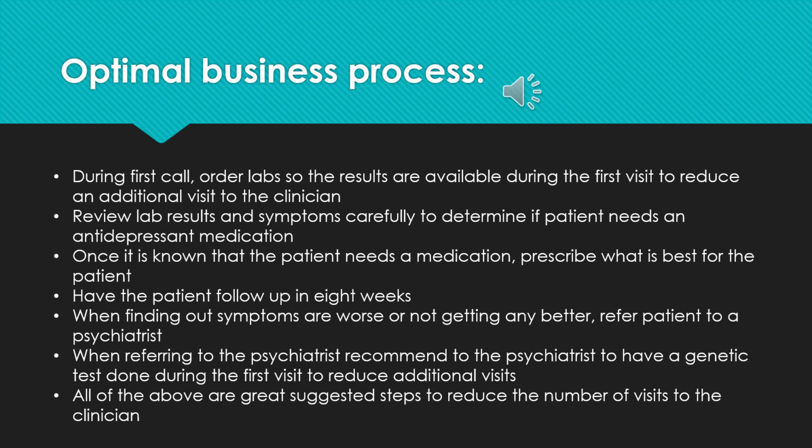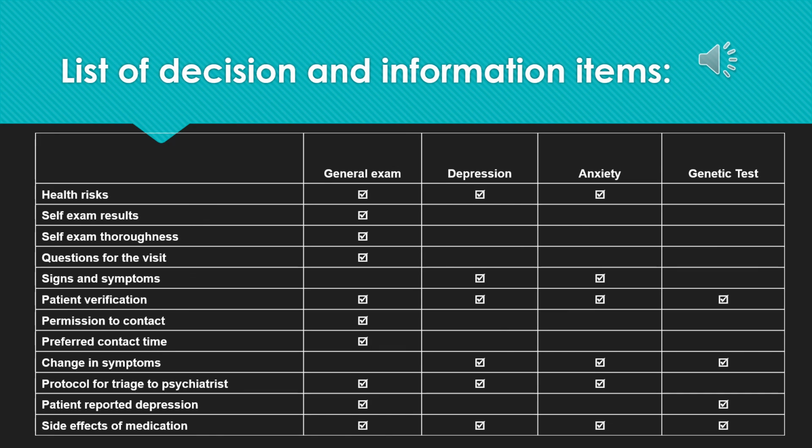When finding out symptoms are worse or not getting any better, refer the patient to a psychiatrist. When referring to the psychiatrist, recommend to the psychiatrist to have a genetic test done during the first visit to reduce additional visits. All of the above are great suggested steps to reduce the number of visits to the clinician. This is a chart that has a list of decision and information items needed during each visit.